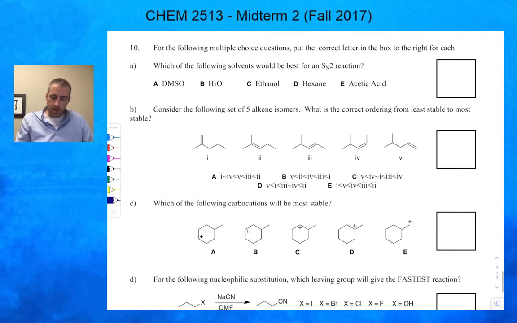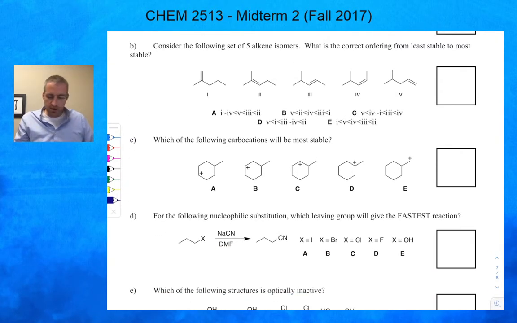Question 10, for the following multiple choice questions, put the correct letter in the box for each answer. Which of the following solvents is best for SN2? Best for SN2 is polar aprotic, which is A. DMSO is polar aprotic. B and C are protic. E is protic as well, and D is nonpolar.